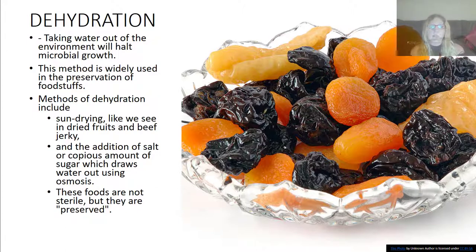Another way you could do this is by salting the heck out of it or adding a ton of sugar to something. The way that the addition of salt and a ton of sugar will work by drying out the water is actually through the process of osmosis. So there are more particles that are outside of the fruit or the beef than inside. So that draws the water from inside of the fruit or beef to the outside. So these foods are not considered sterile, but they are considered preserved.